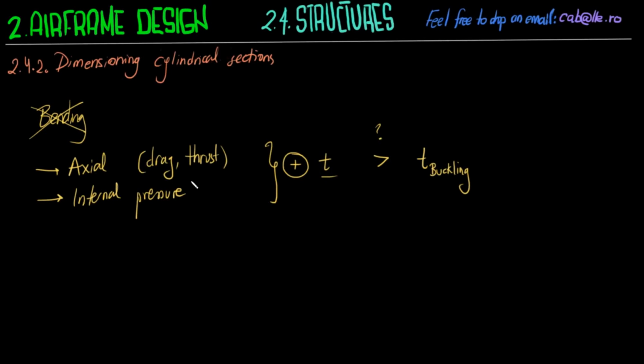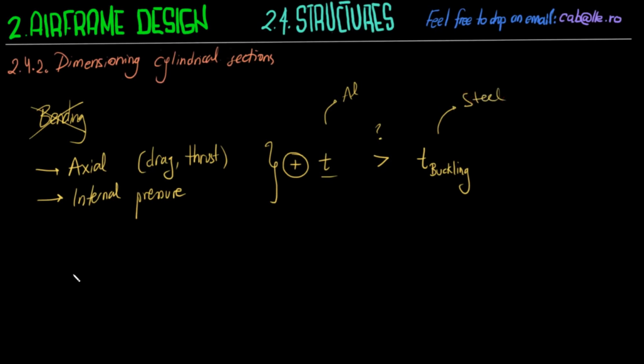In high strength materials, like high strength steel, the buckling thickness is going to be larger than this one here. So the weight and the thickness are going to be driven by buckling, not by internal pressure and axial forces. Which will be the case for aluminium, and steel.